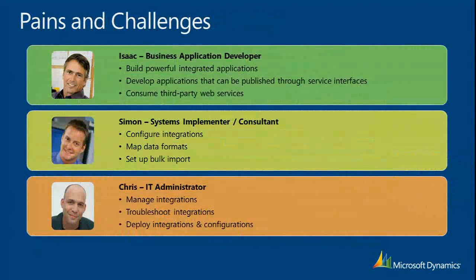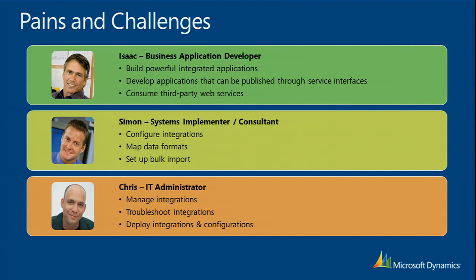So the pains and challenges that we're trying to address with those two frameworks are mainly targeted at three personas that we use to identify the problems that we have. First, we have Isaac, which is our persona that impersonates the business application developer. Isaac usually develops in .NET or has a very good understanding of development processes and can build projects and writes code in C Sharp or in X++. He's very technical. He wants to build powerful integrations. Often he works for ISVs. He wants to build a third-party application that needs to include integrations. So he will build transformations between formats and so on.